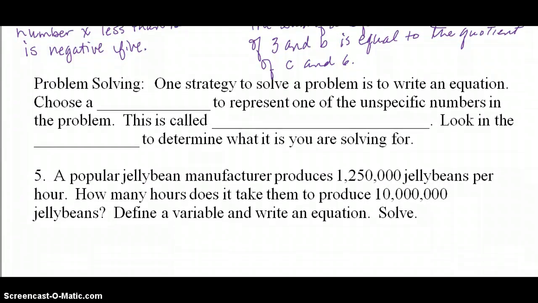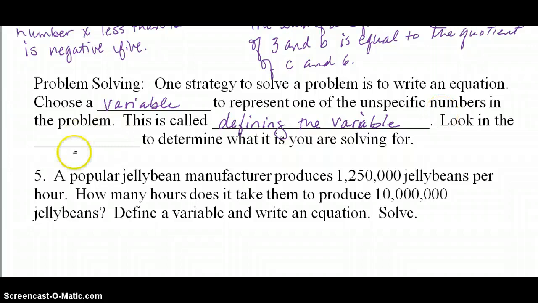Problem solving. One strategy to solve a problem is to write an equation. So we're going to have to choose a variable to represent one of the unspecified numbers in the problem. This is called defining the variable, and I know we've already talked about this. Alright, look in the problem to determine what it is you're going to solve for.